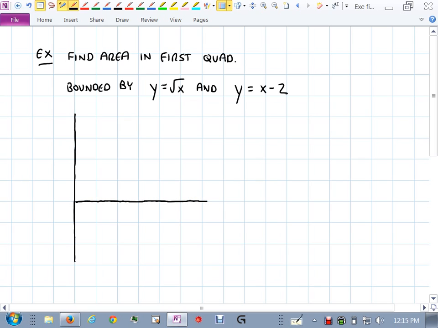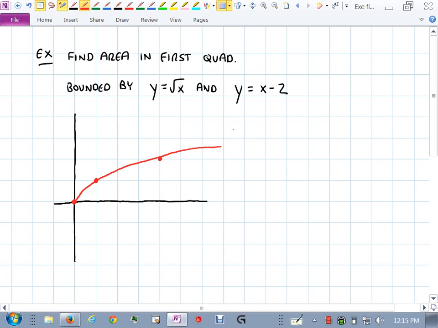First quadrant is the top right. Square root of x. I hope we all know what square root of x looks like. At 0, it's 0. At 1, it's 1. At 4, it's 2. At 9, it's 3. So it looks something like this. Come on, Robert, you can do this. That's square root of x.